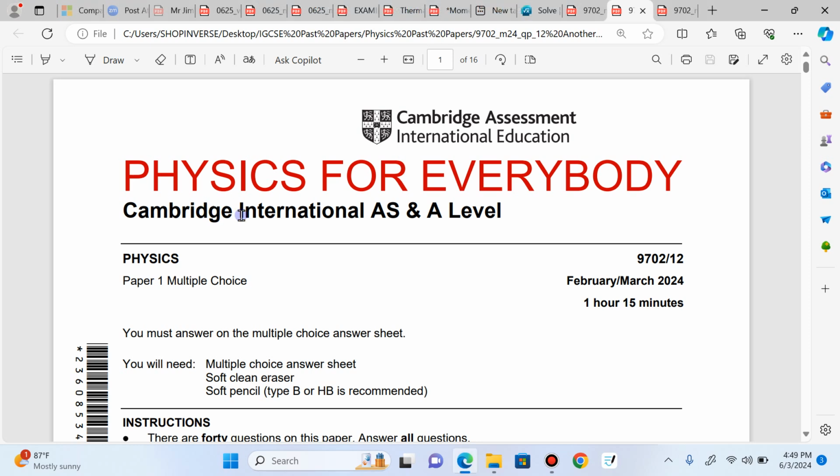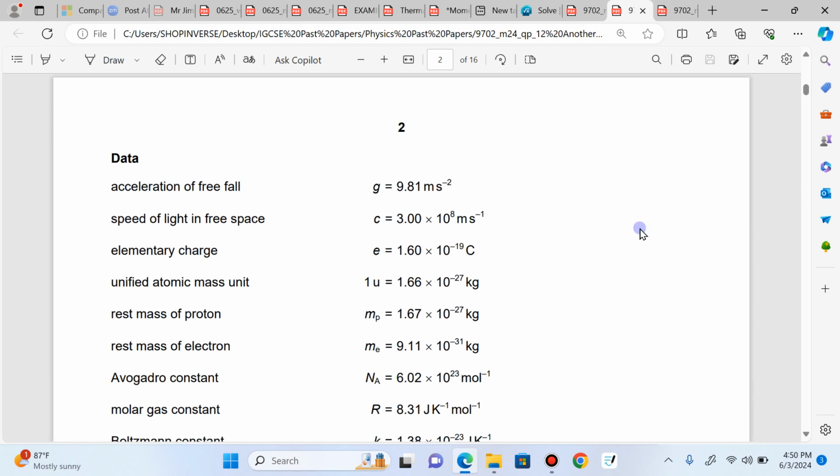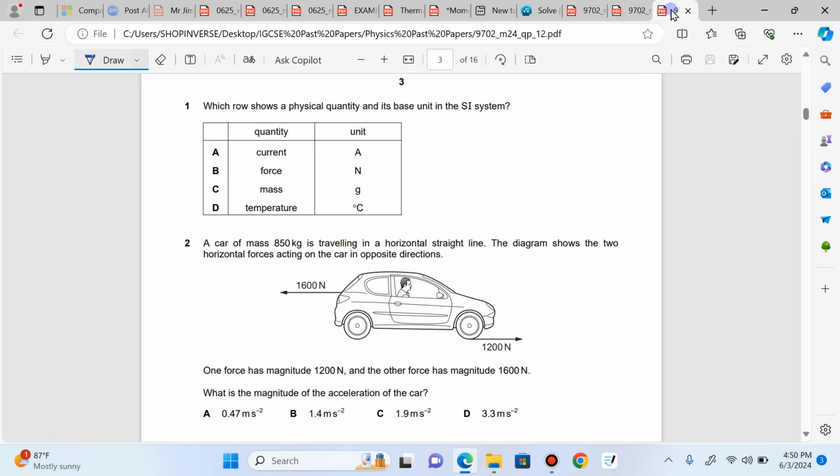Today we'll be solving the Cambridge International AS and A Level February-March Physics 9702 Paper 1 Variant 2 2024 exam. Without delay, let's start. Question number 1.